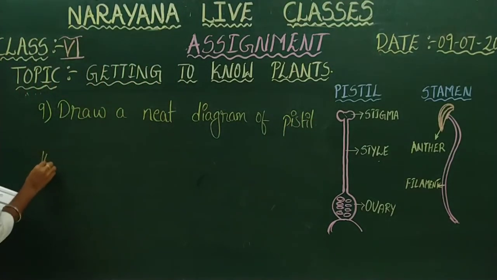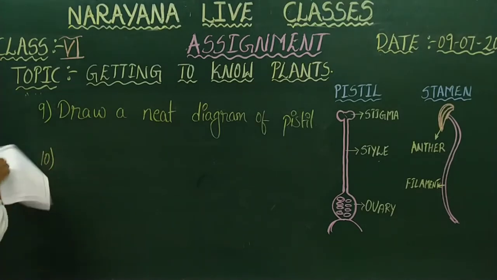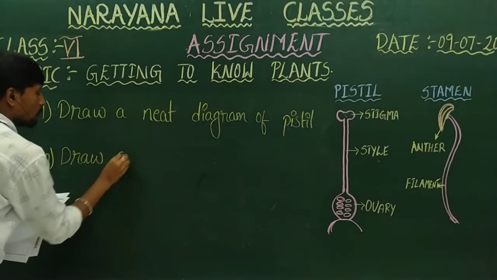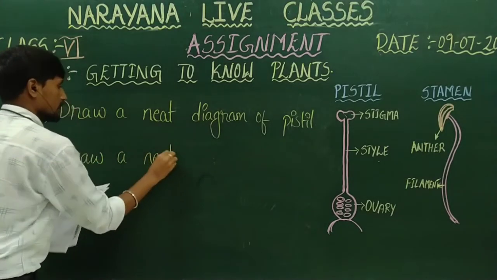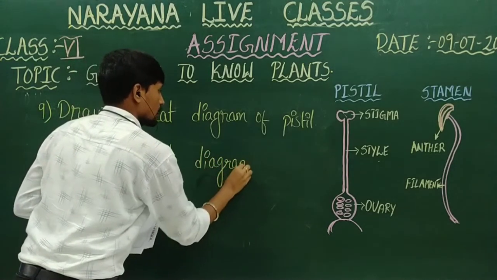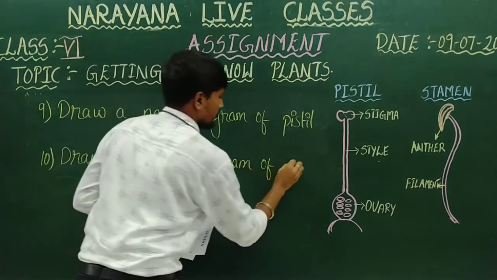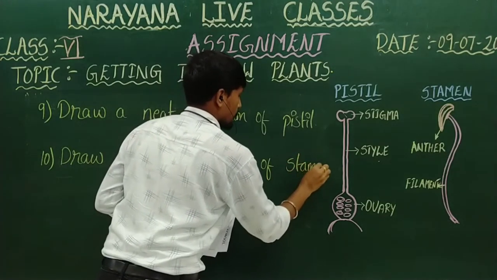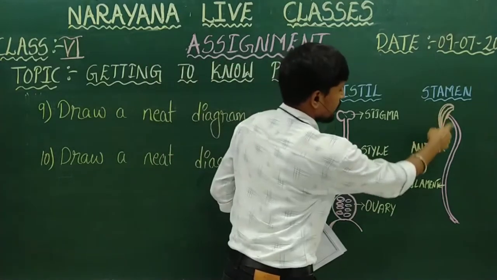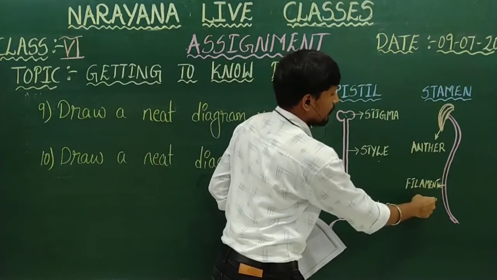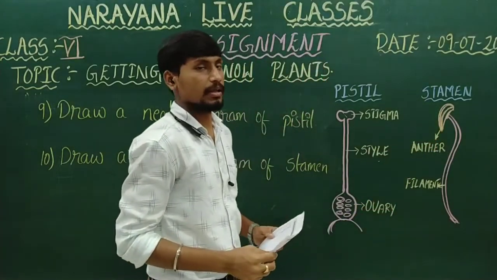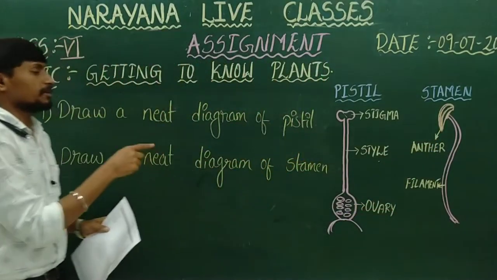And the 10th question: draw a neat diagram of stamen. Here you can see the structure of stamen. It contains a filament, and this is the anther. Inside the anther, pollen grains are present. So these are the two structures of pistil and stamen.